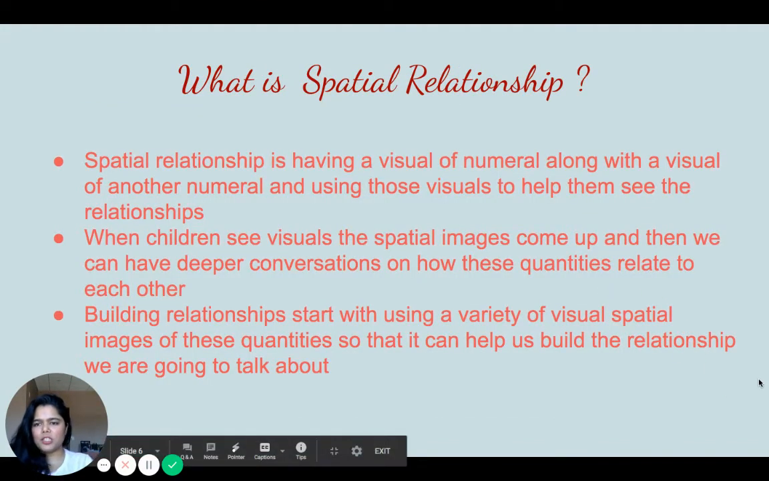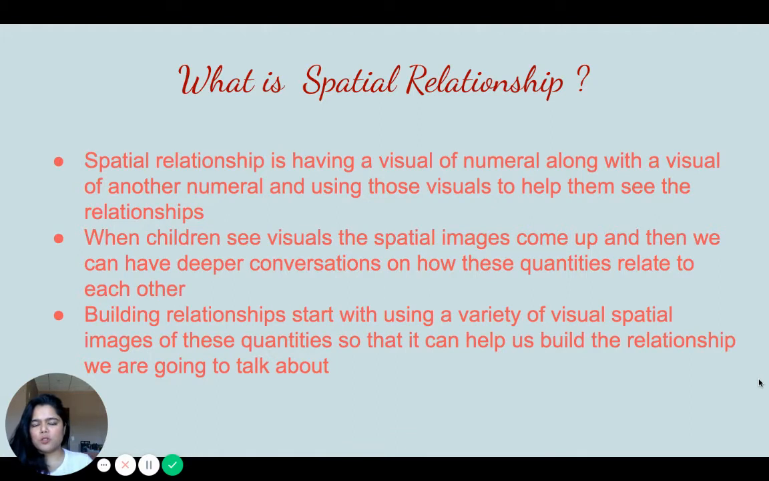What is spatial relationship? Spatial relationship is having a visual of a numeral along with a visual of another numeral and using those visuals to help them see the relationships. When children see visuals, the spatial images come up and then we can have deeper conversations on how these quantities relate to each other. Building relationships starts with using a variety of visual spatial images of these quantities so that it can help us build the relationship we are going to talk about.